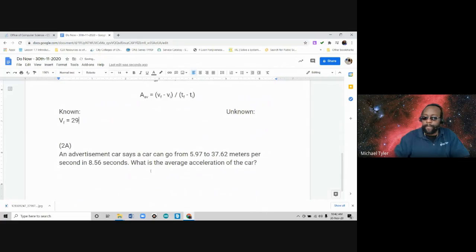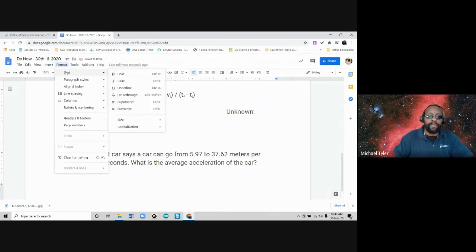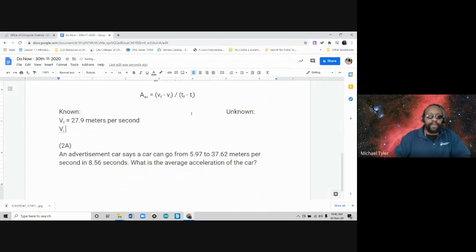So we'll put that, and it's meters per second. And next we have VI. So I'm just going to grab this here. What would that be? Well, that would be zero, right? So let's go ahead and do this, and that's equal to 0 meters per second.